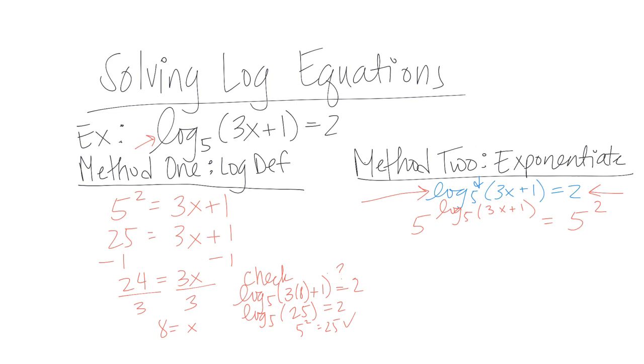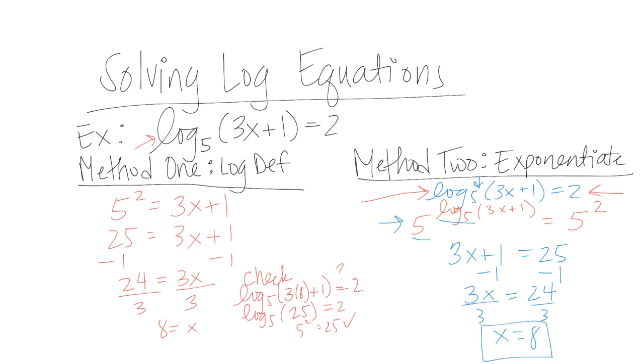The reason why I'm doing this is because now 5 to the log base 5 inverts itself. That's an inverse property of logs. So that means that I just have 3x plus 1, right? That was a property that we had in our other video, in the exponential video. And on the other side, I just have 25. All right, then I subtract both sides by 1. 3x equals 24. Divide by 3, and I get x equals 8.